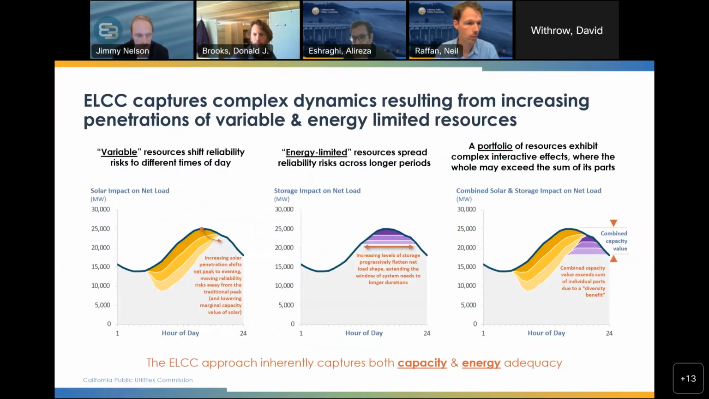And we've adopted the perfect capacity or the ELCC approach as simulated in SERVM because it takes into account a lot of the different dynamics that we would like to understand.